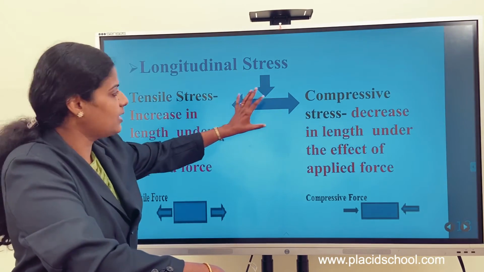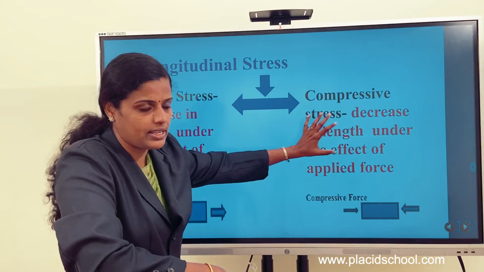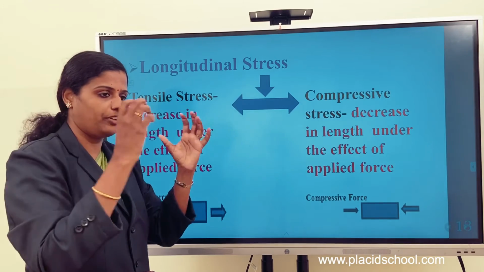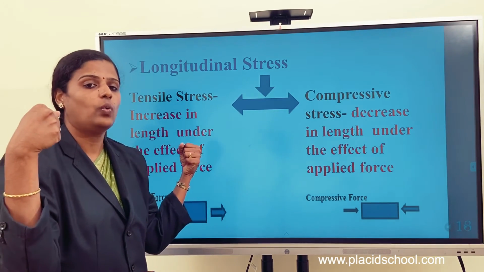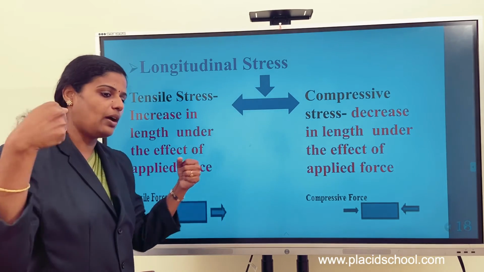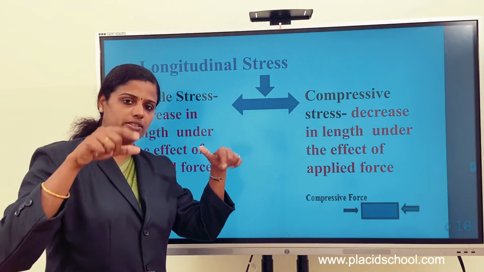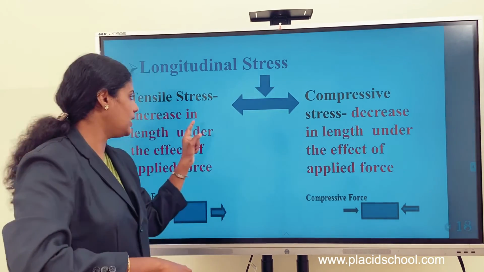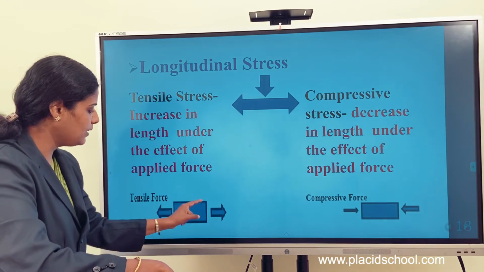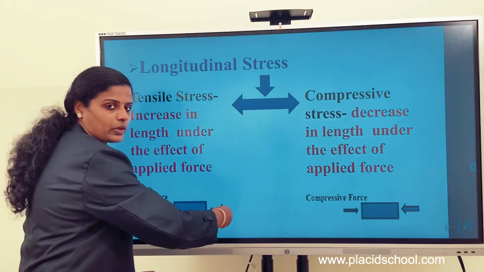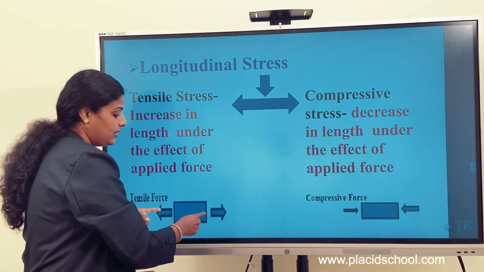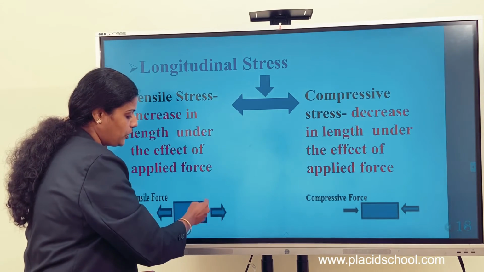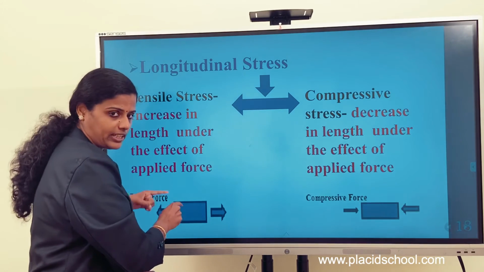And the longitudinal stress is again classified as tensile stress and compressive stress. In tensile stress, we are applying a force and extending. Consider a rod that we are extending. The length increases, and the applied force is perpendicular to the cross-sectional area. The force is in this direction, and the cross-sectional area is perpendicular to that direction. So this is tensile stress. This is the example: the rod, and we are pulling it out. The force is in this direction, and the cross-sectional area is perpendicular to it. So the length changes here.